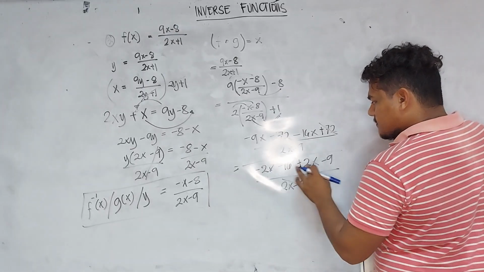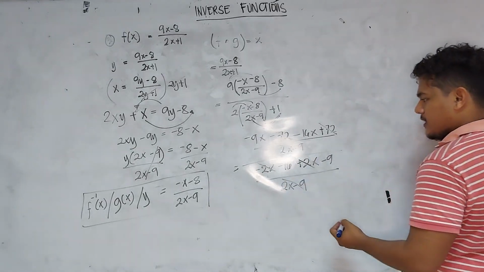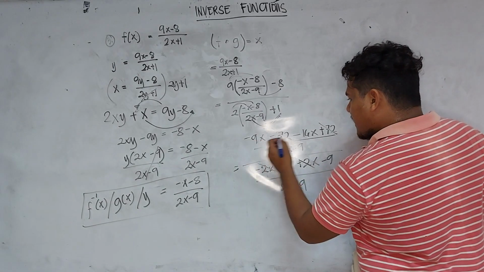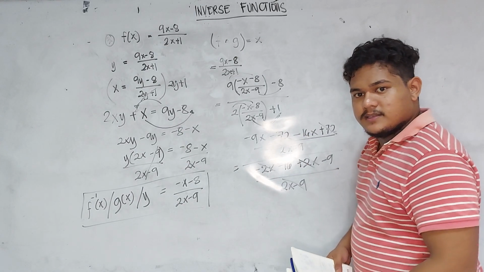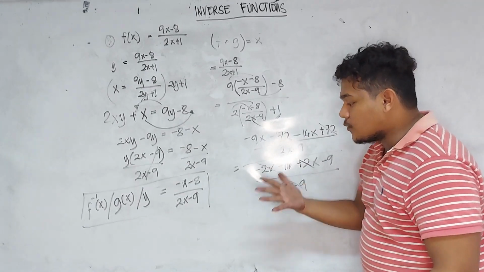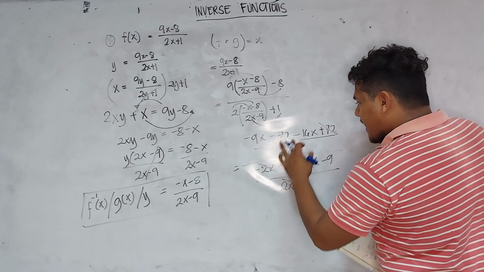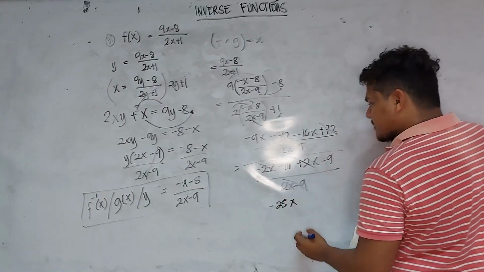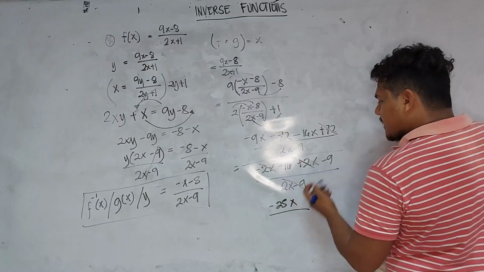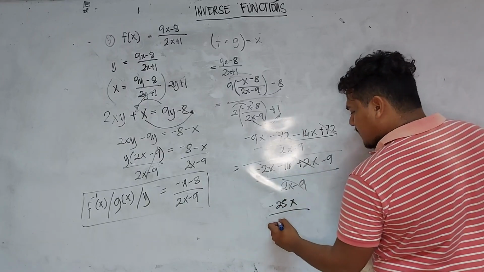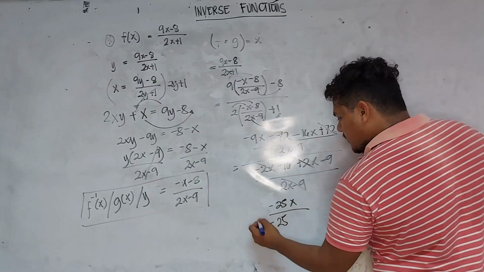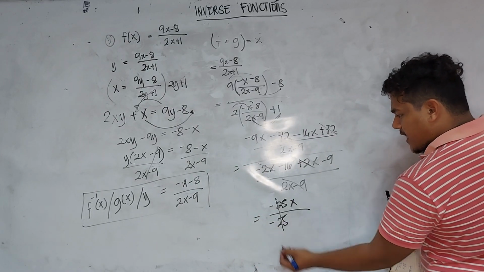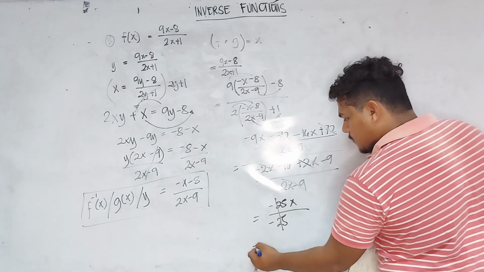Negative 2x plus 2x, cancel. So what happens next? Negative 9x minus 16x, that is negative 25x. Over negative 16 plus negative 9, negative 25. Therefore, negative 25x over negative 25 is equal to x.